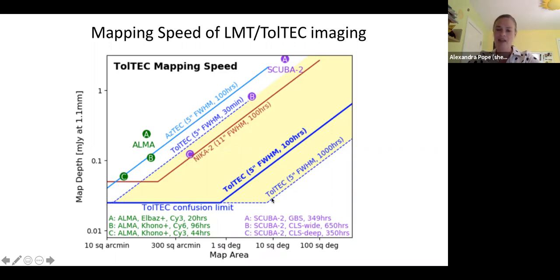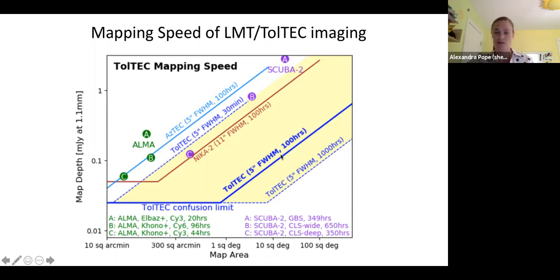And then we've got some lines here diagonally showing the amount of hours it would take to integrate the given area that you've got. And so you can see here 1,000 hours, 100 hours, and these are areas of 10 square degrees and 100 square degrees out here. So Toltec can map, well, as we'll see in a second with the legacy surveys, it can map something like 50 square degrees all the way down to the confusion limit in 100 hours. And so that's one of the legacy surveys that I'll describe.